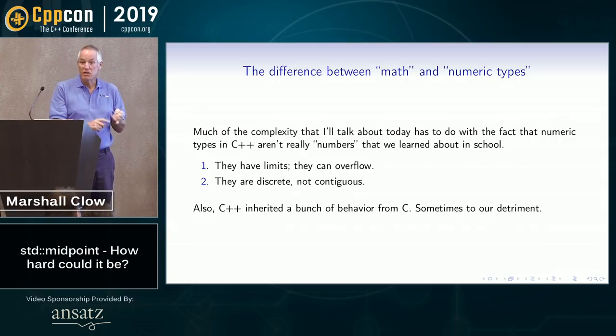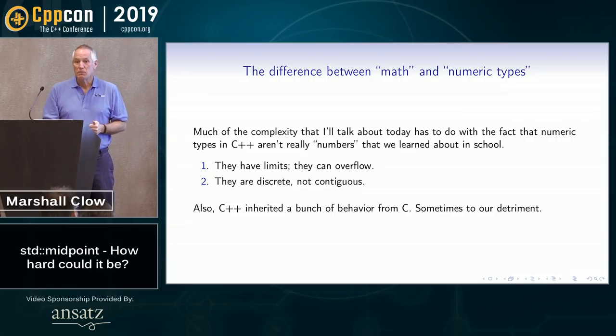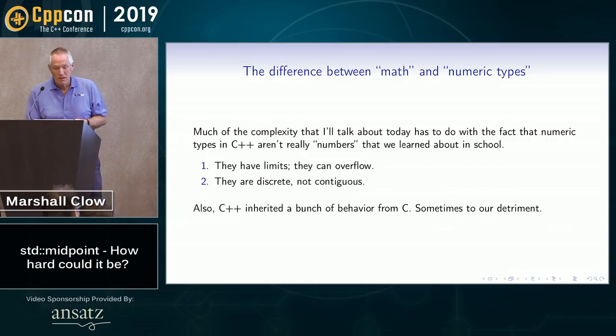What's the difference? They have limits, they can overflow, they can underflow. And they're discrete. If you take the midpoint of 0 and 1 in an integer, there are no numbers between 0 and 1. It can't give you the thing halfway between 0 and 1 because there aren't any. Floating point numbers have the exact same problem, it's just that they're finer grain. There's a call in the C library called nextafter, for example, which, if you have a floating point number, will give you the next representable number in that floating point representation. And there are no numbers in between them. Just like there are no numbers between 0 and 1 when you're dealing with integer types. And this is the crux of almost all the things I'm going to show you today, is that we don't have math, we have numeric types.